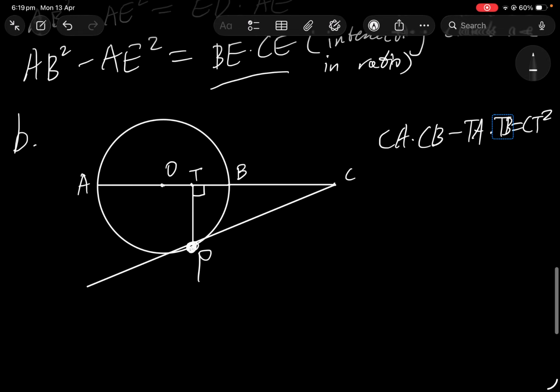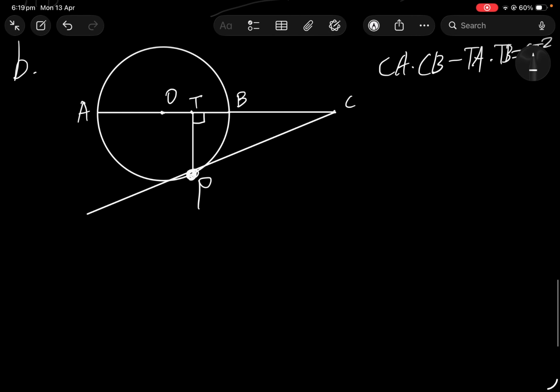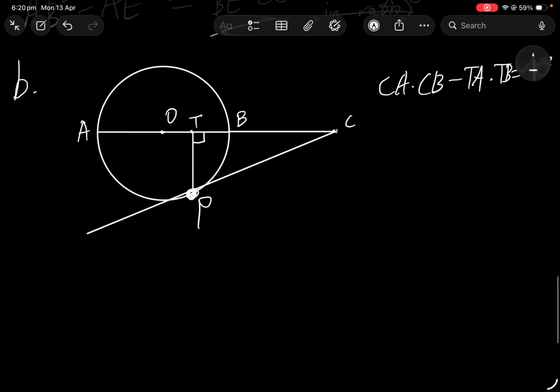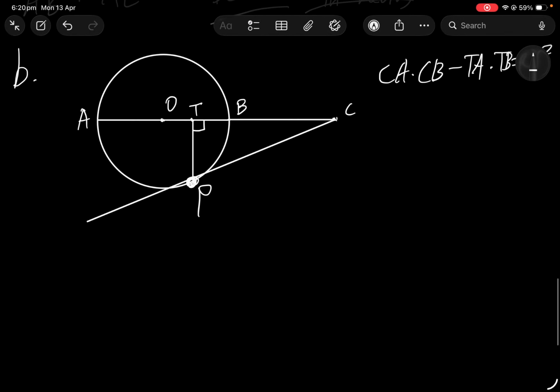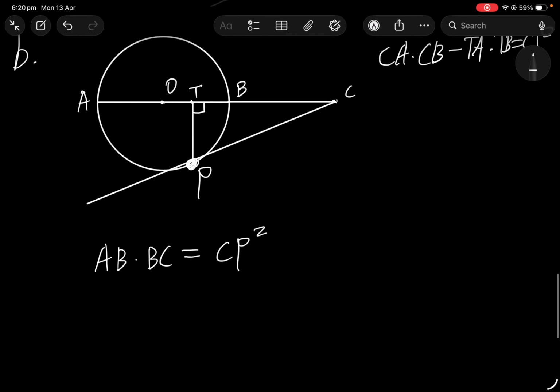For this question, it's just a bunch of circle theorems. So technically you can just write all the equations out. We do know that from the external point, it's the same as the intersecting chords or ratio thing. So we do know that AB times BC will equal CP squared.